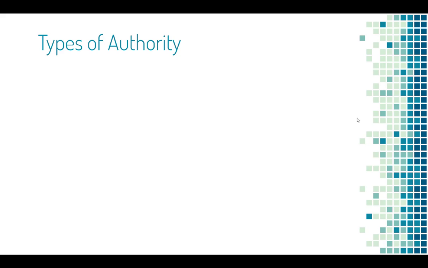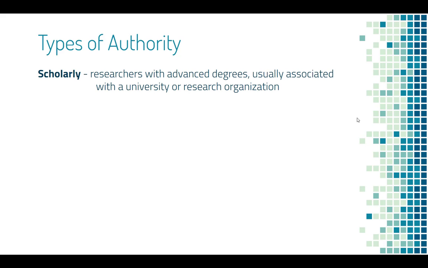And types of authority. We will look at these specific types of authority to determine what type of authority we need when we are looking at an academic or scholarly source. Now, first and foremost, scholarly authority. Researchers with advanced degrees usually associated with a university or research organization. This is the type of authority that we are looking for whenever we read an academic or scholarly source. Usually an association with a university or large research organization, and an author with advanced degrees and credentials.